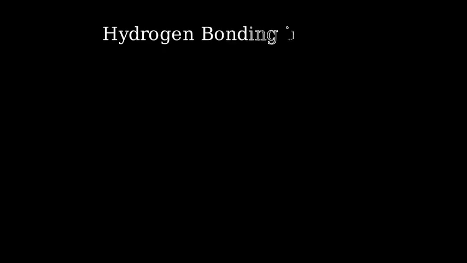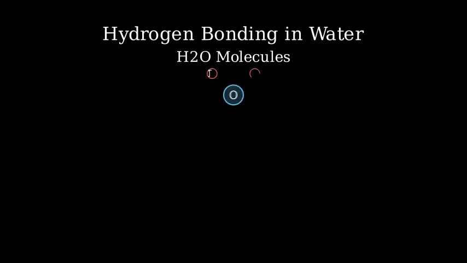Let's explore how many hydrogen bonds a water molecule can form. First, let's understand what a water molecule looks like. A water molecule consists of one oxygen atom and two hydrogen atoms. The oxygen forms covalent bonds with both hydrogens.